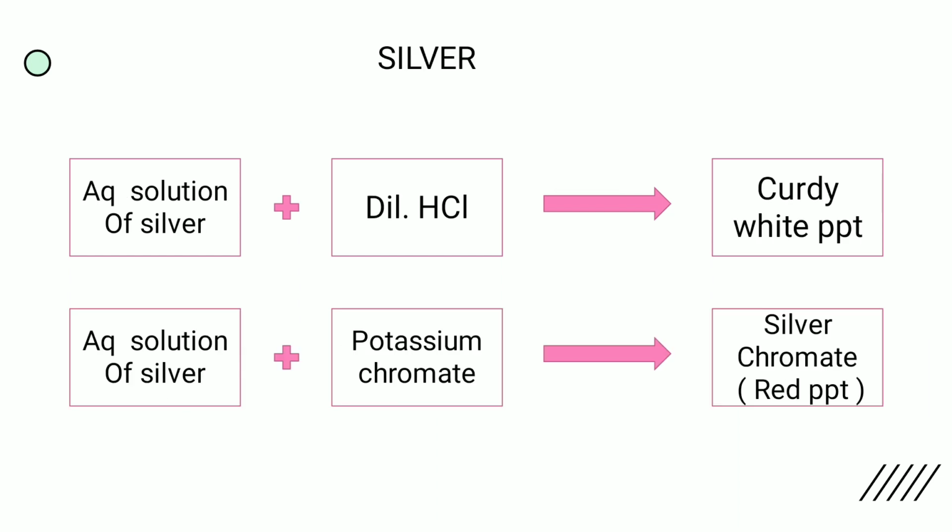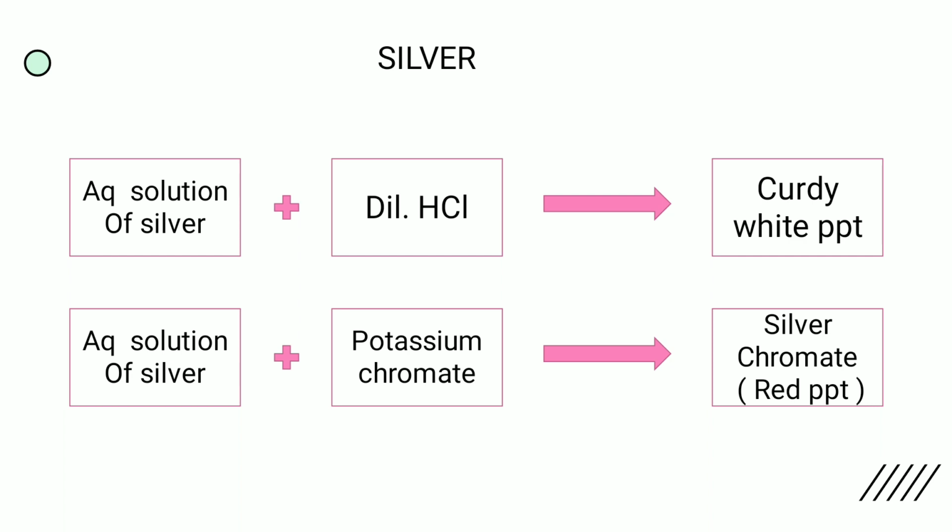Next test for the silver also. Again, an aqueous solution of silver is reacted with HCl. The chloride is there, so there is a formation of silver chloride, a white precipitate. Okay, that will be a curdy white precipitate. It is again similar to the limit test for chloride, in which the chloride is reacted with silver nitrate. So here also silver is reacted with the chloride present in the dilute HCl.